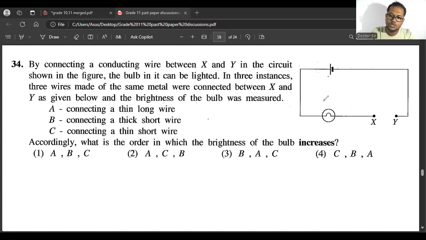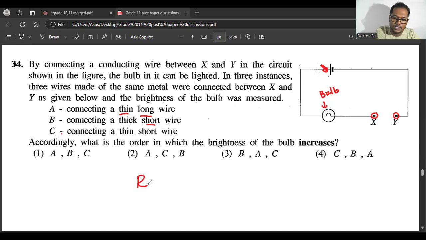Okay, so here they have mentioned the bulb. This is the bulb and this is the electricity supply. We should see here, between X and Y, we will apply these A, B, and C wires separately. In these situations, we can see what happens. These wires A, B, and C vary because they have different thickness, and they are long and short wires.